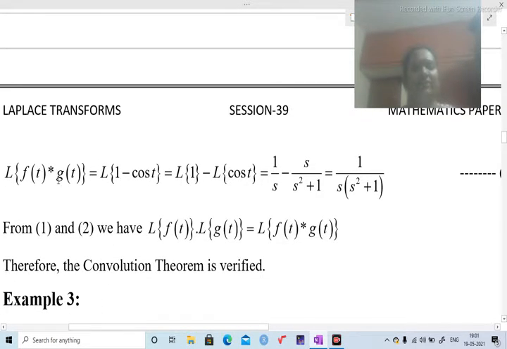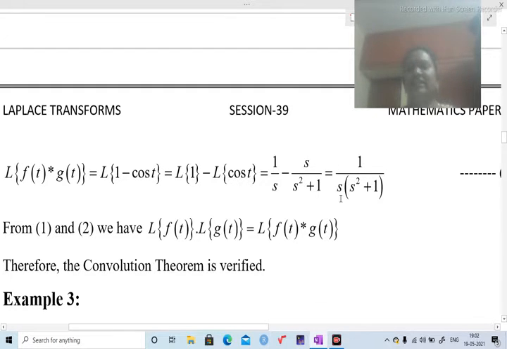L of f of t star g of t equal to L of 1 minus cos t. That means L of 1 minus L of cos t. We know that the value of L of 1 is 1 by s minus the value of cos t is s by s square plus 1. Now take LCM and simplify. Then you are going to get 1 by s into s square plus 1.